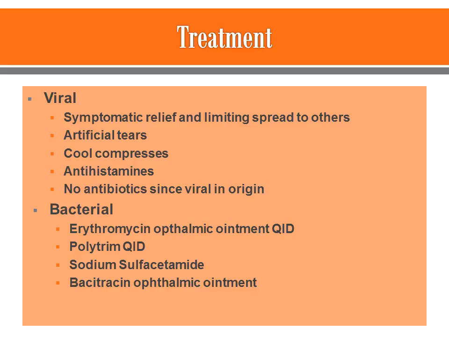With bacterial, there are 4 different antibiotics that really work very well in mild cases: the erythromycin, the polytrim, the sodium sulfacetamide, as well as bacitracin. But when you get into more of a severe case of it, where they really are having a lot of symptoms, the Zymar, the Vigamox, the gentamicin, those are the big guns that we go ahead and use. But we hold them for the big guns. We don't use them for just these mild and moderate cases. And they also need to understand with this that it's going to take some time for it to resolve.